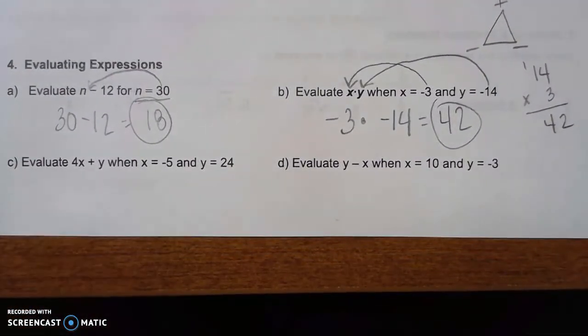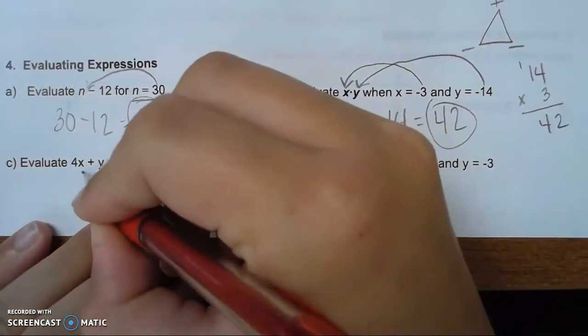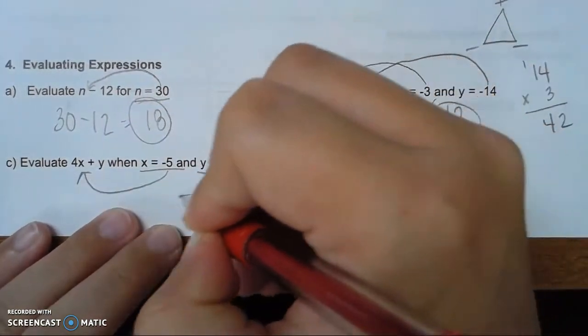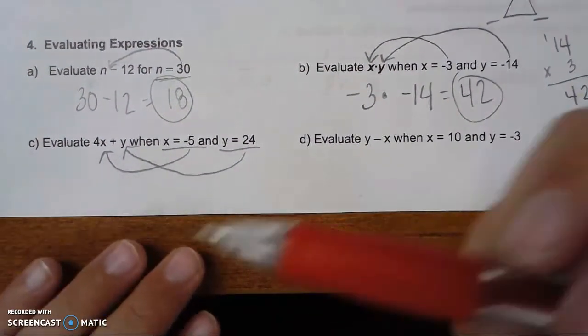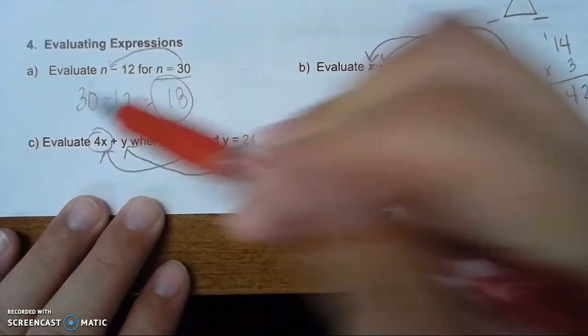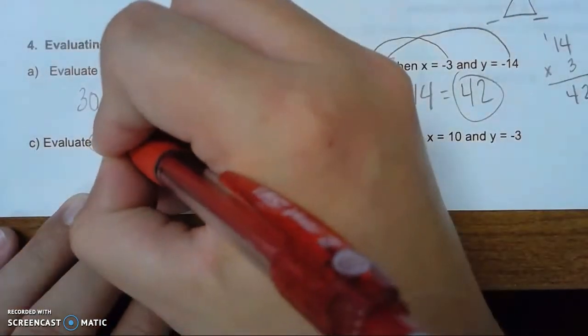Alright, next one. Evaluate 4x plus y when x is negative 5 and y is 24. So you're going to do the same thing. You're going to plug in negative 5 for x, you're going to plug in 24 for y, and then just rewrite the problem. And you guys need to remember that when a number is shoved up next to a variable here, that means that you are multiplying.